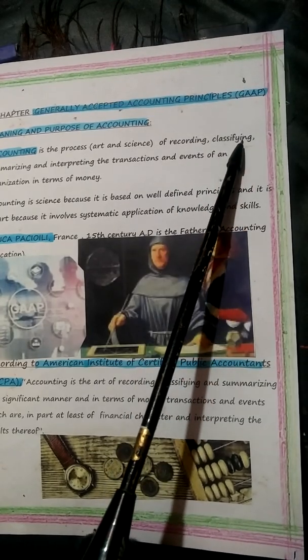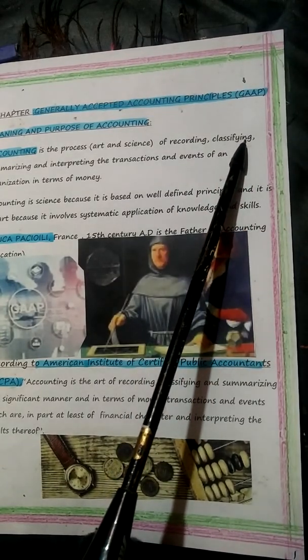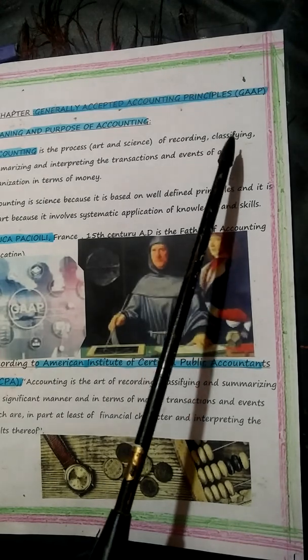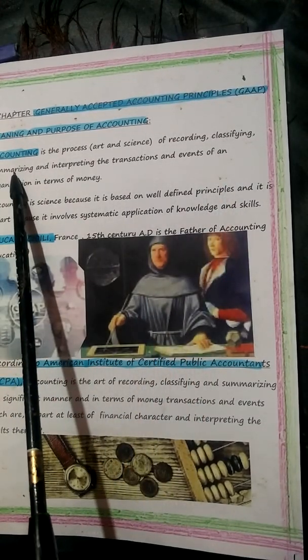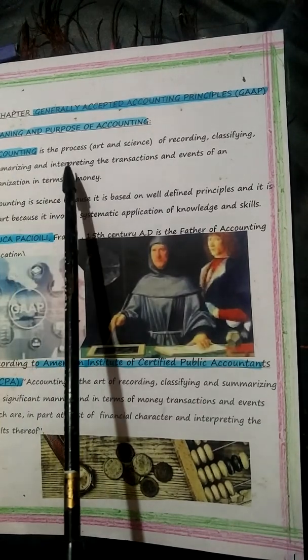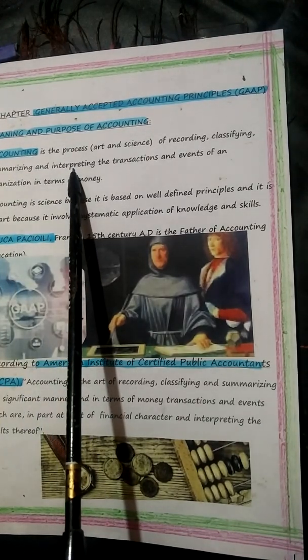Now, what is recording? Recording is nothing but putting the events, transactions in a systematical order, chronological order. Classifying means breaking them into different types of accounts: salary account, postage account, furniture account, like that. You're going to classify them. Summarizing means you're going to give the main points, and interpretation is nothing but you're going to explain the meaning of any information or actions.